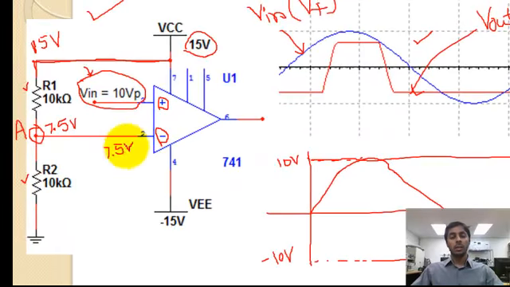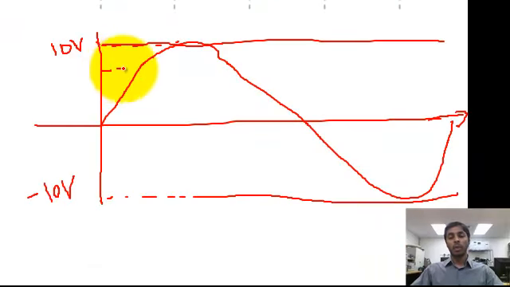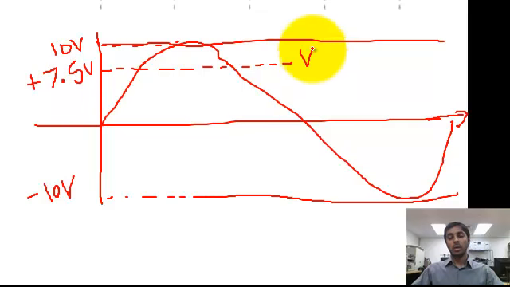The input signal is now comparing with 7.5, and that's a positive voltage because the 15 volts is coming as a positive 15 volts. I'm going to call the reference V reference. On the y-axis it is located at 7.5 volts, positive. This line is the reference voltage. Right now the reference is not 0 because it's not grounded; the reference is 7.5 volts.